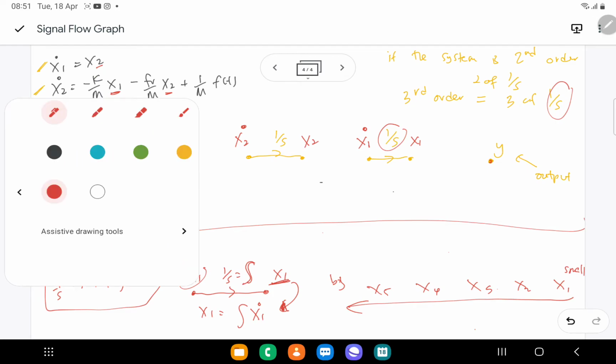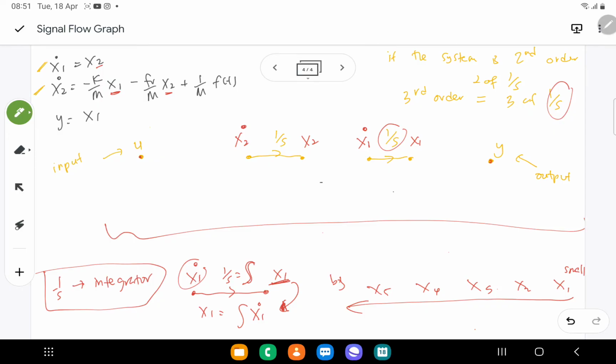Next, we need to refer to this equation. The first equation, x1 dot equals x2. So x1 dot equals x2, same thing, so we just write down 1. This is the meaning of x1 dot equals x2. Because we know that x1 dot is x2 and the gain is 1, refer to this equation here.